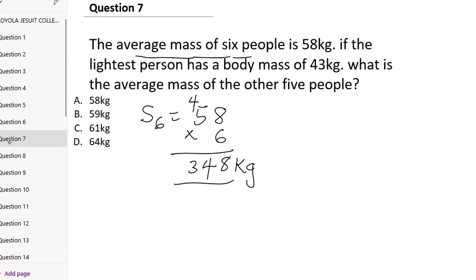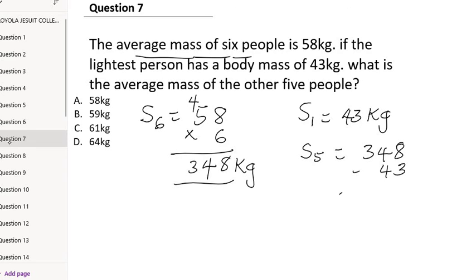If the lightest person has a body mass of 43 kilogram, sum of just one person, which is the lightest person, has a mass of 43 kilogram, what is the average mass of the other 5? To get the mass of the other 5, we need to do sum of 5 will be total sum 348 minus sum of the lightest person, 43. 8 minus 3, 5. 0.3 will give me sum of 5.